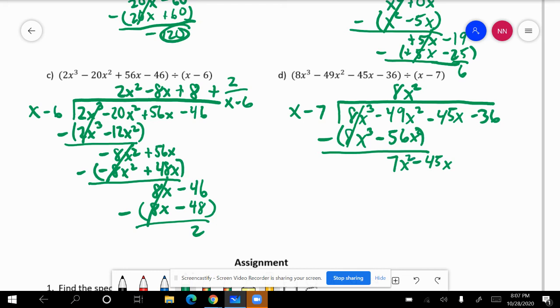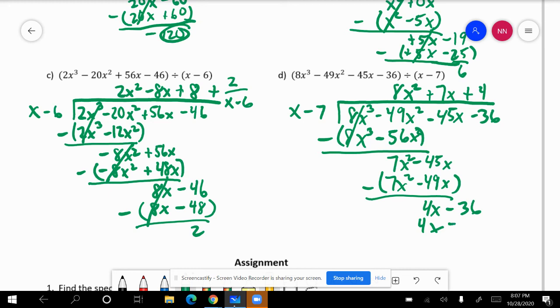X goes into 7x squared 7x times. 7x times x is 7x squared. 7x times -7 is -49x. We subtract. That gives us 4x minus 36. X goes into 4x 4 times. 4 times x is 4x. 4 times -7 is -28. We subtract, and that gives us -8. So we put -8 over x minus 7.